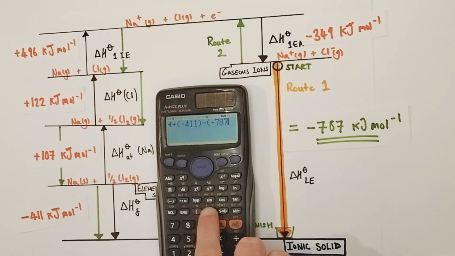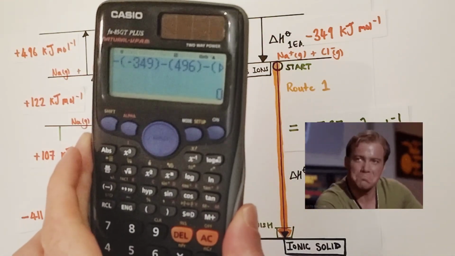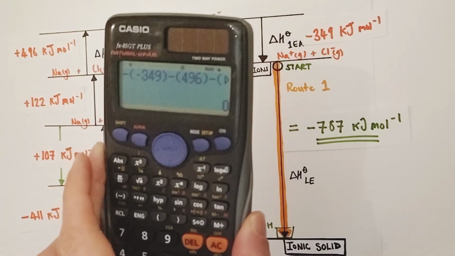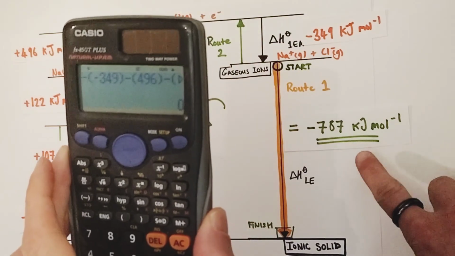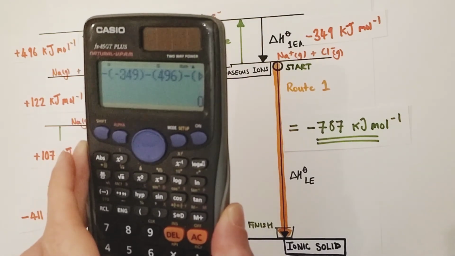787. And now drum roll please. The answer should be 0. And if I press equals, the answer is 0. So Hess's Law does hold true, and that's our proof that we did not make a mistake and we got our enthalpy change for lattice formation, or lattice enthalpy, spot on.